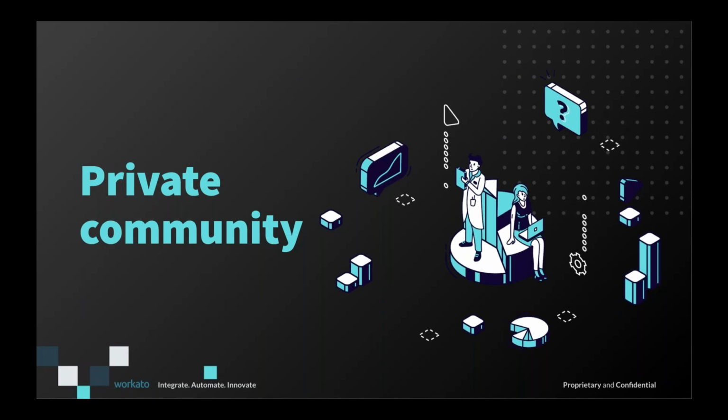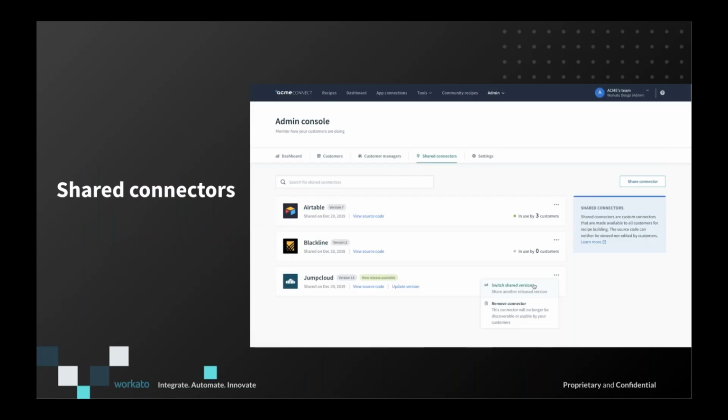Okay, so moving on to the idea of a private community, right? So we've built all these recipes that we mentioned earlier. Now, how do we share that and push that out to our community of customers? When we say private community, what we're talking about is our customers and partners being able to create a set of reusable assets. These assets can be recipes, these assets can be connectors, and share that just with their customer base.